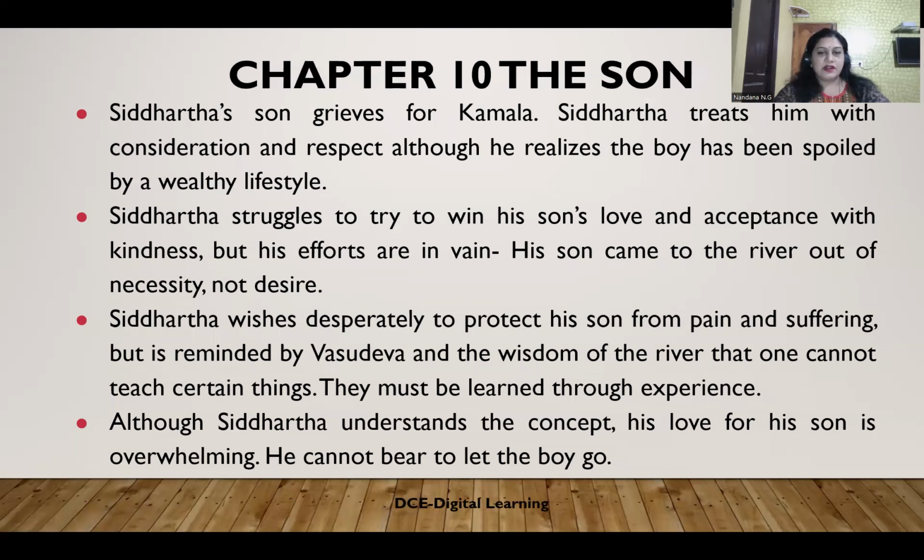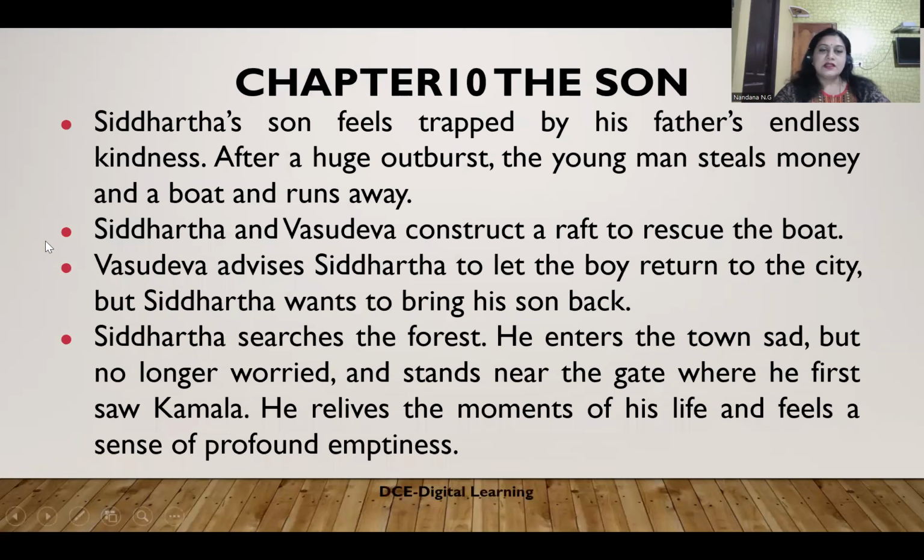Siddhartha wishes desperately to protect his son from pain and suffering, but is reminded by Vasudeva and the wisdom of the river that one cannot teach certain things. They must be learned through experience. Although Siddhartha understands the concept, his love for his son is overwhelming. He cannot bear to let the boy go. Siddhartha's son, on the other hand, feels trapped by his father's excessive kindness.